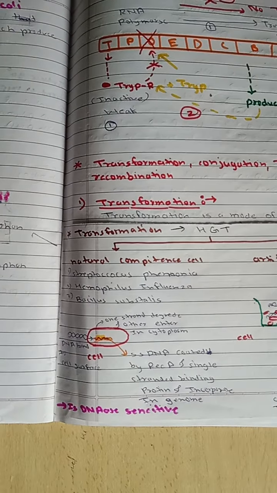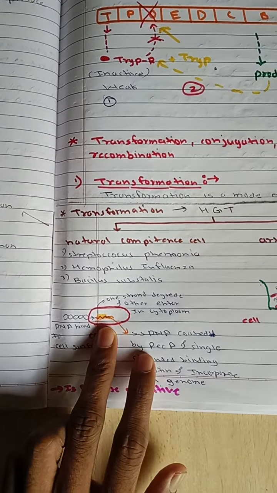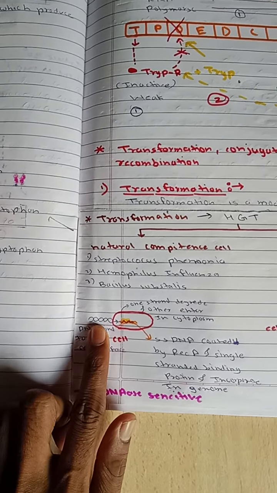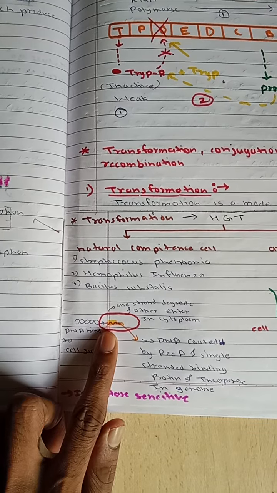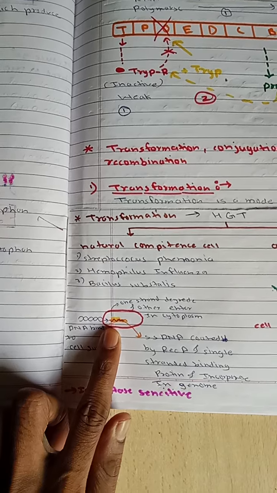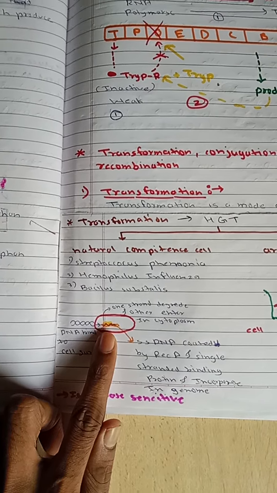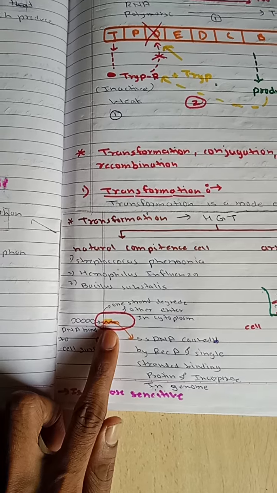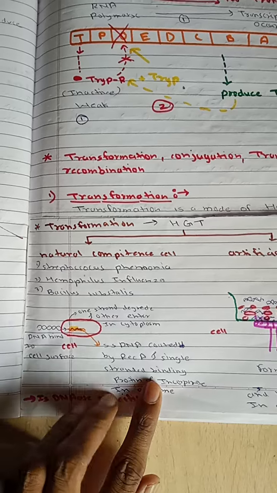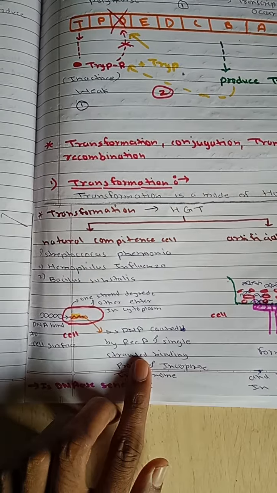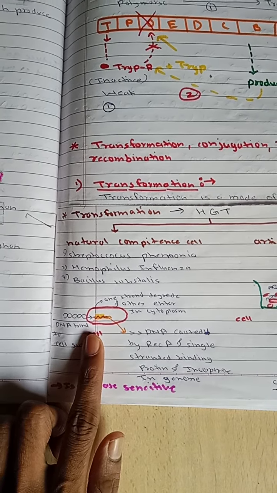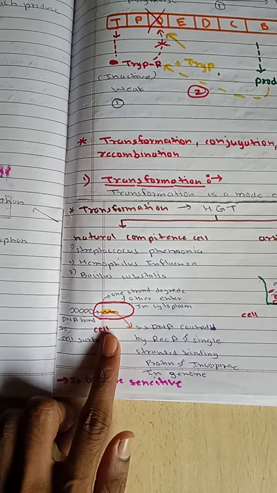The mechanism is as follows. There is the bacterial cell, and foreign DNA present in the environment comes and binds on the surface of the bacterial cell. After that, one strand of the DNA is completely destroyed, and the other strand enters the bacterial cell. Once it comes into the cell, that strand is coated by single-stranded binding protein and the RecA protein. After that, the foreign DNA gets incorporated into the bacterial genome.